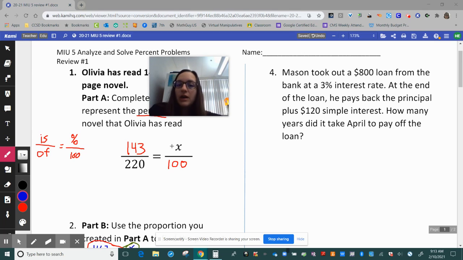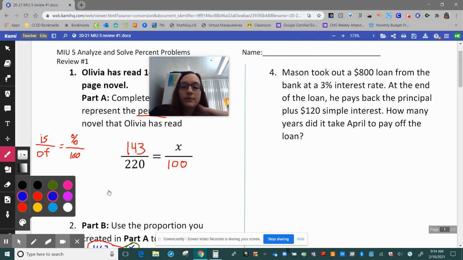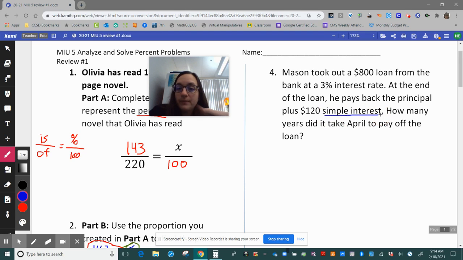Mason took out an $800 loan from the bank at a 3% interest rate. At the end of the loan, he pays back the principal plus $120 simple interest. Ooh, they just told us what formula to use. Simple interest. How many years did it take April to pay off the loan? So simple interest is our I equals P times R times T. I like to call it I is per T because I is per T for time.